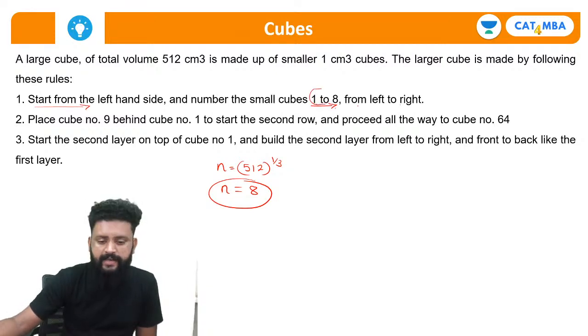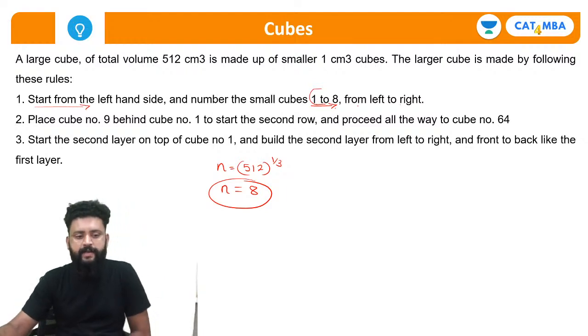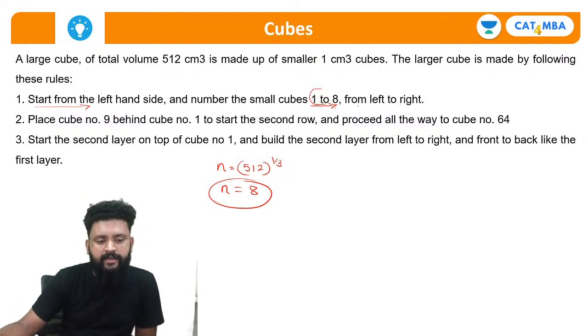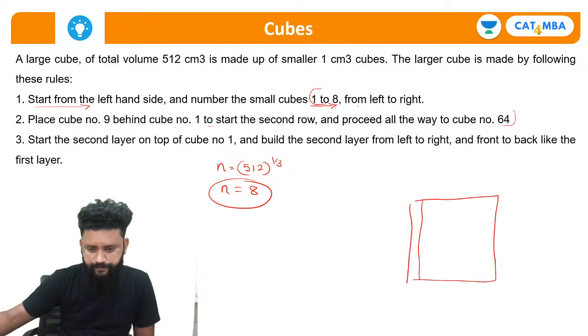Let's say we take a base layer. From the first layer, which is the bottom layer, we started the numbering. Then place 9 cubes behind the cube number 1. Then again it will be all the way to cube 64. What does it mean? So that is a basic layer. I'll just draw a rough diagram.